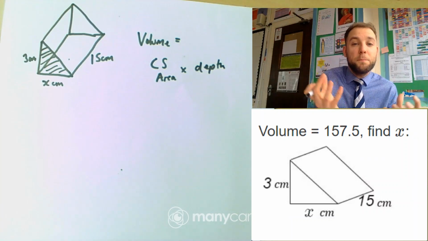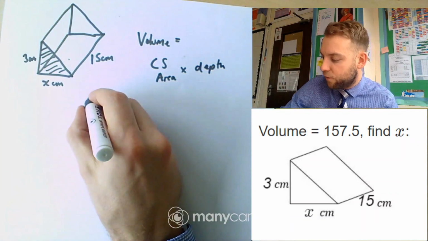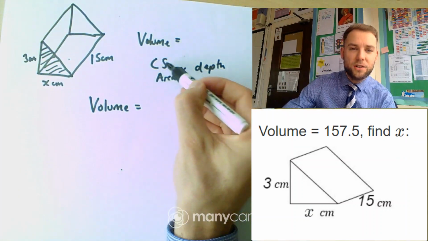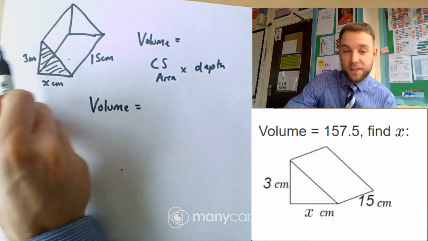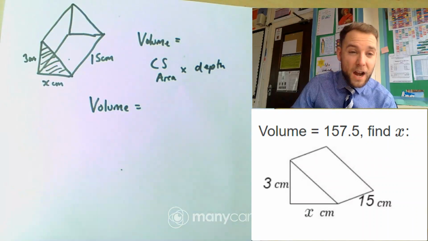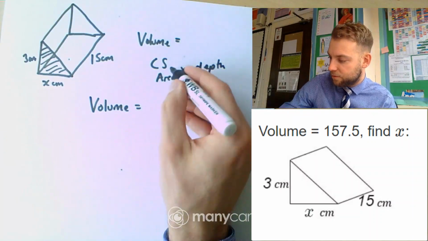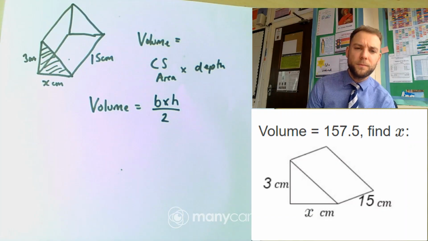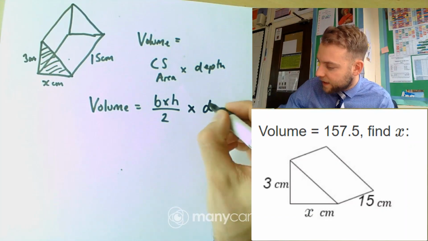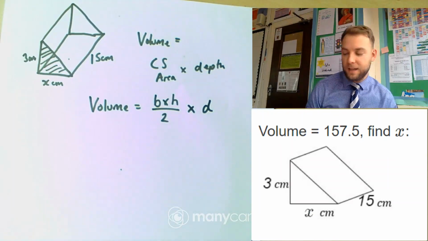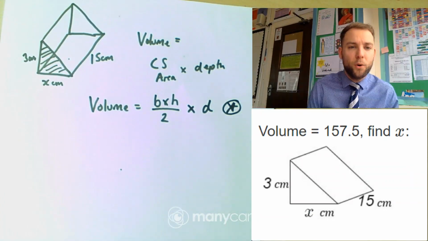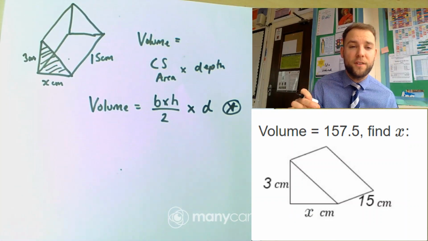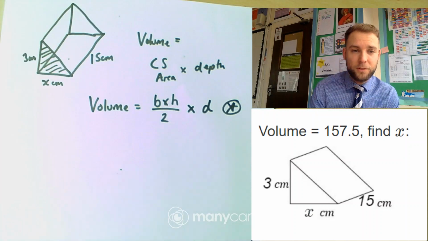So let's create that important formula that we want. So volume is equal to the cross-sectional area, which in this case is this triangle. So the area of a triangle, remember, is base times height divided by 2. So this part here is base times height divided by 2 times by this depth, which is 15. And this is that formula we created. Again, this is the important part. So now I've created that formula, we can start substituting everything in, simplifying, and then working backwards.